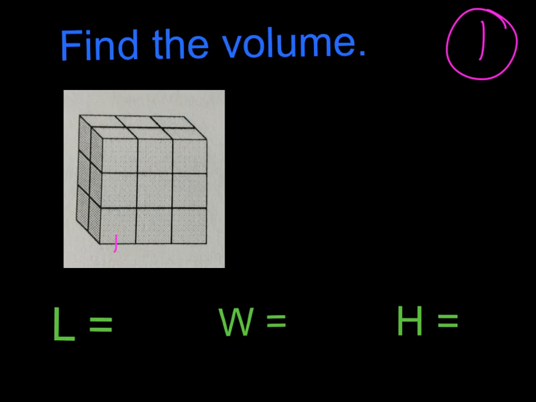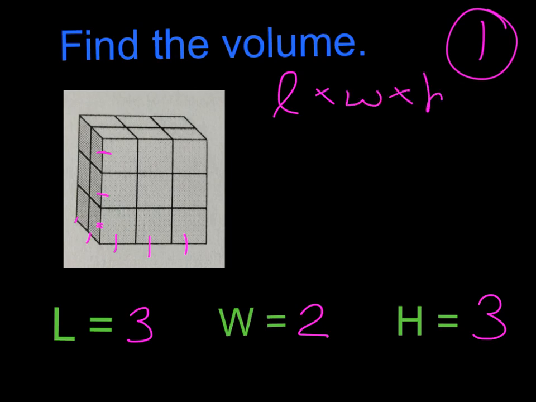So the length, 1, 2, 3, is 3. The width is 1, 2. So the width is 2, and the height is 3. 1, 2, 3. So the height is 3. So now that you have those 3 numbers, remember you need to multiply length times width times height.